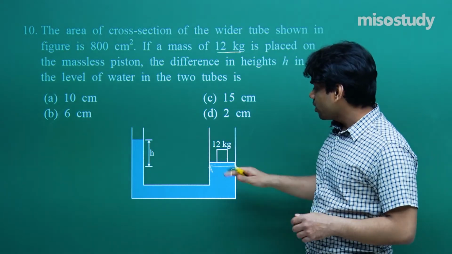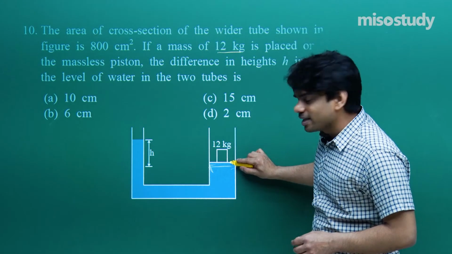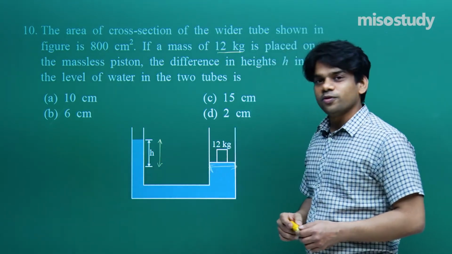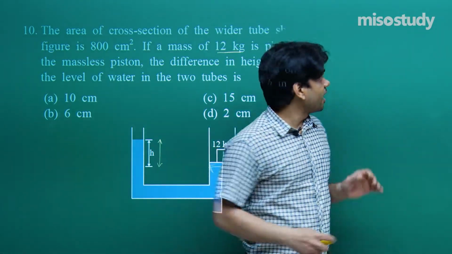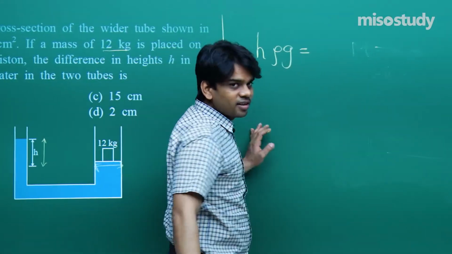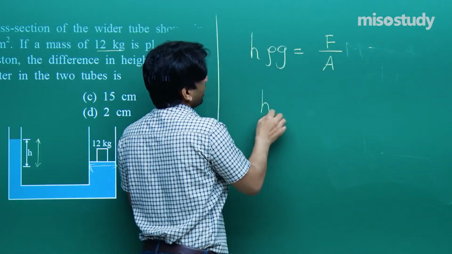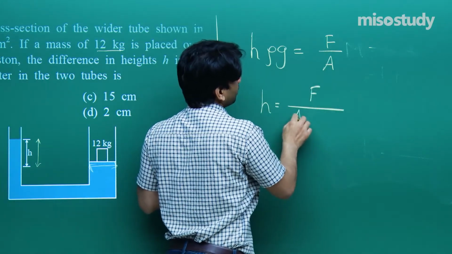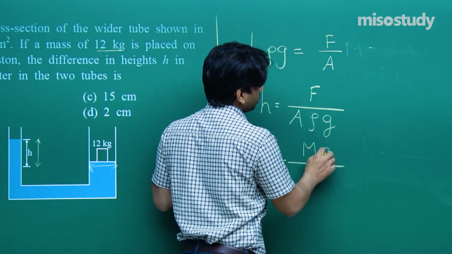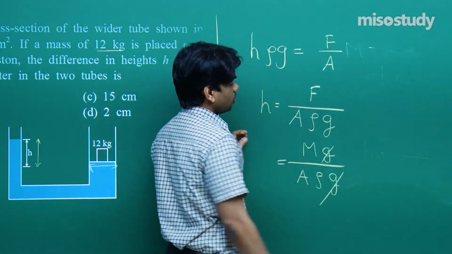It says that area of cross section is given, that's 800 square centimeter. Now the pressure applied at this end will be equal to the pressure applied due to this part of the fluid. We can say that h rho g, that is the pressure at the other end, will be equal to force upon area, or we can say h is equal to force upon A rho g, and force is how much? That will be equal to mg upon A rho g. Clearly g and g will be cancelled out.